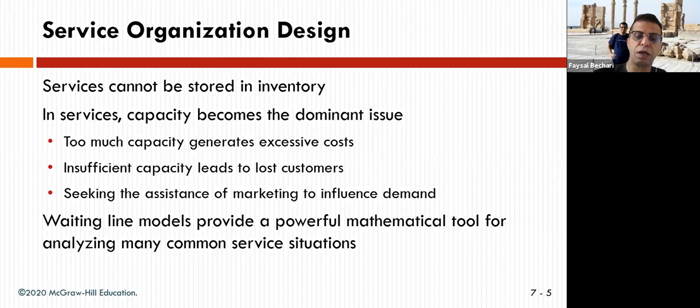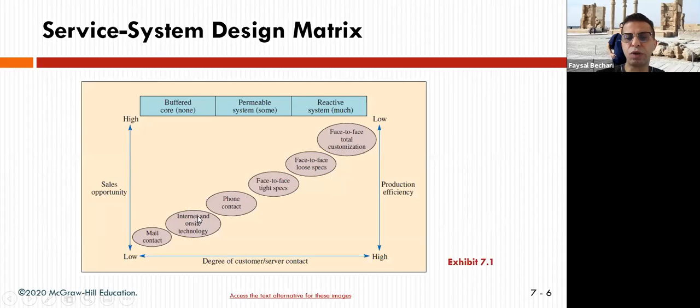The other thing is waiting line models provide a powerful mathematical tool for analyzing many common service situations. Waiting in line is something very scientifically driven and can help you as a service provider to manage your delivering of services. So there is a whole chapter about waiting in line. So what kind of services?